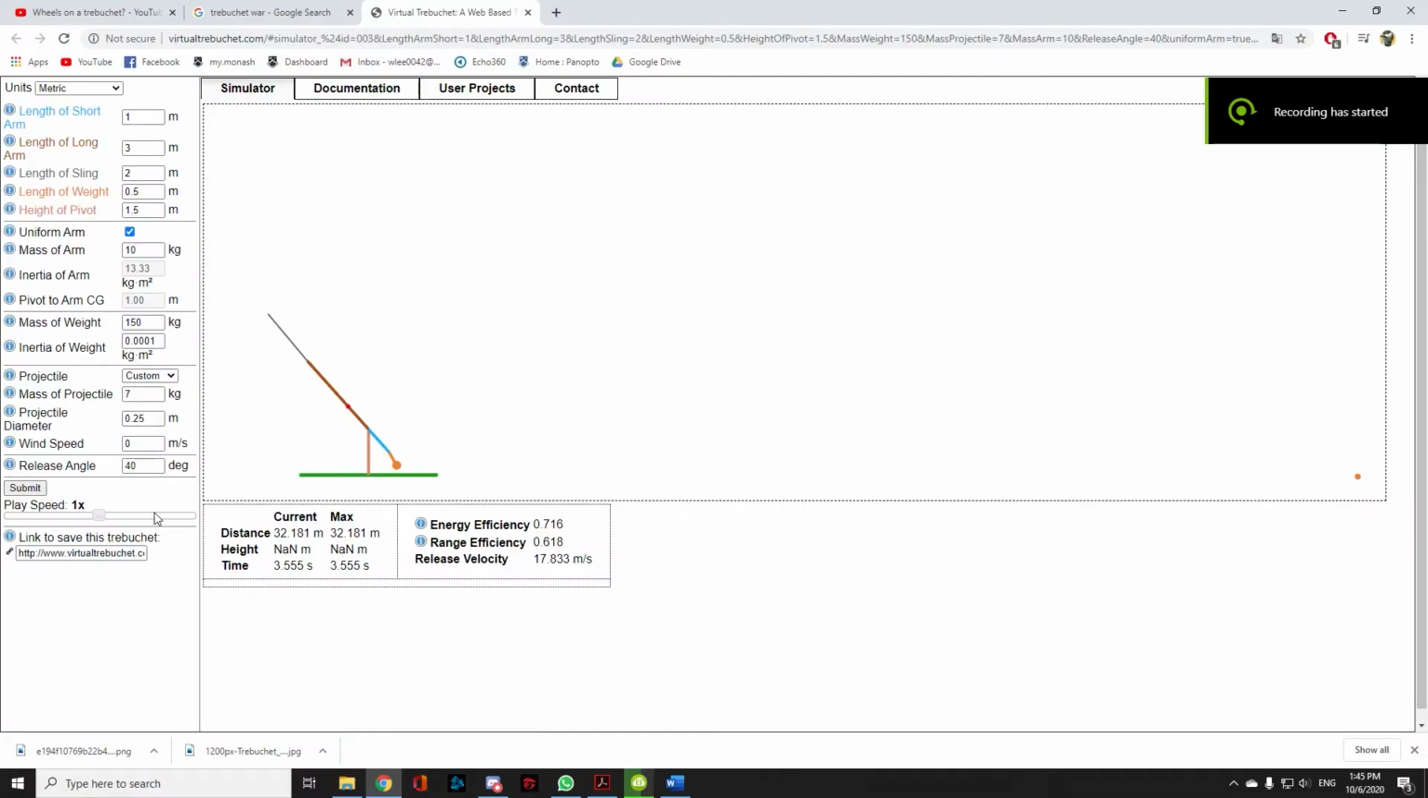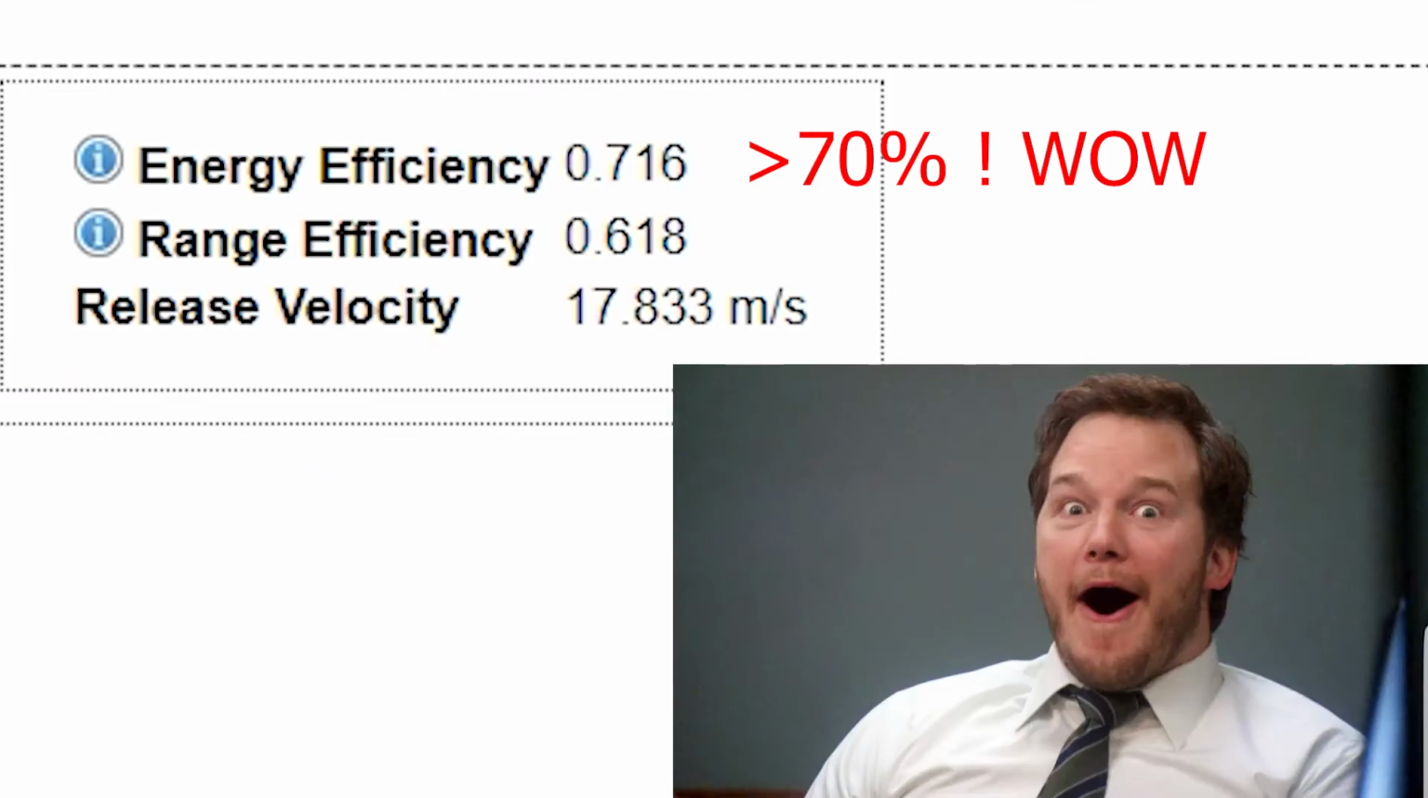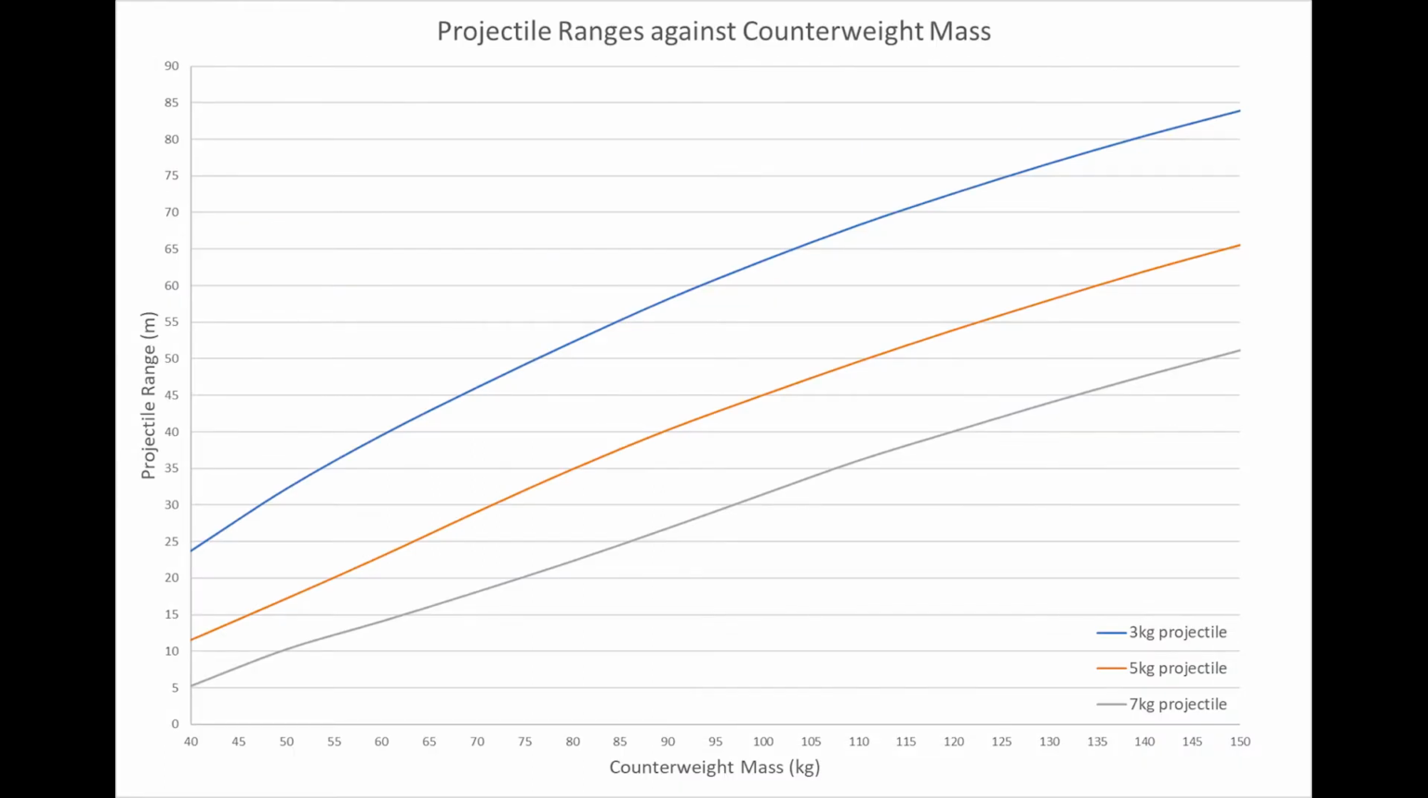Our trebuchet is highly reliable as it can maintain a very consistent energy and range efficiency of above 70%. This means that you can use any mass of projectile you like to launch the projectile to reach an actual range that you want by only changing the counterweight of our trebuchet. This makes it very convenient when adjusting the target range.